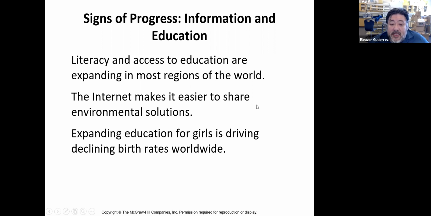Okay, and what we are learning the hard way, apparently, is that the more that we empower women and the more that we educate women, there will be a significant decline in the birth rate worldwide, and that is actually desirable. So, information and education for women in particular is a wonderful sign of progress.